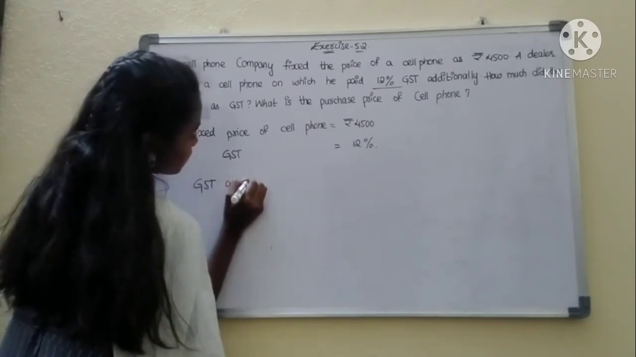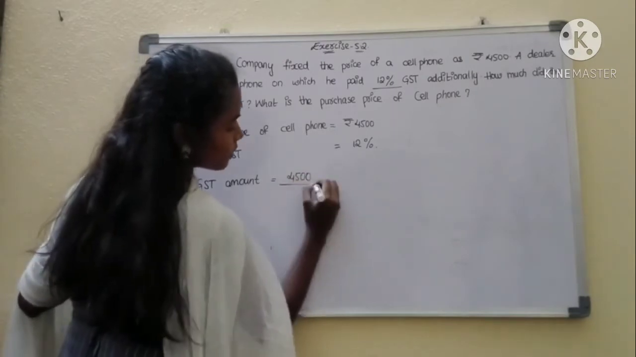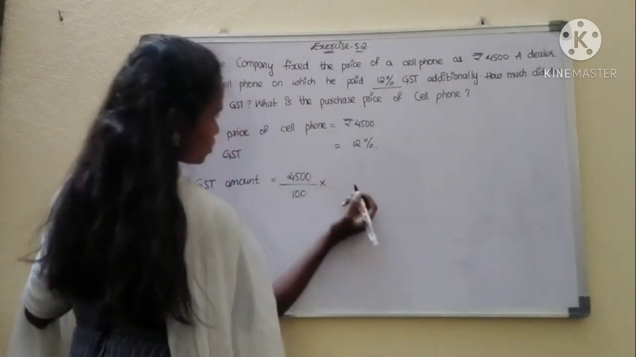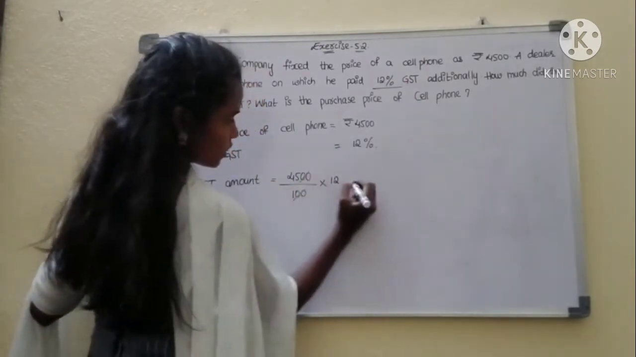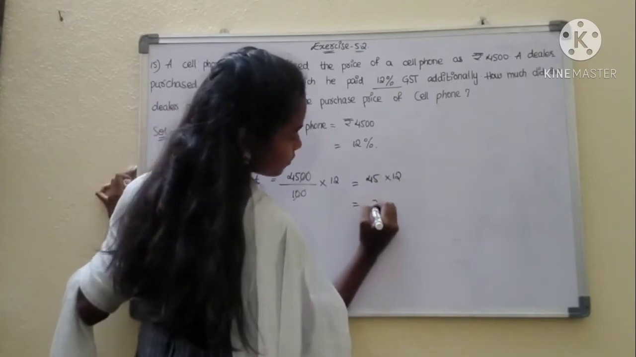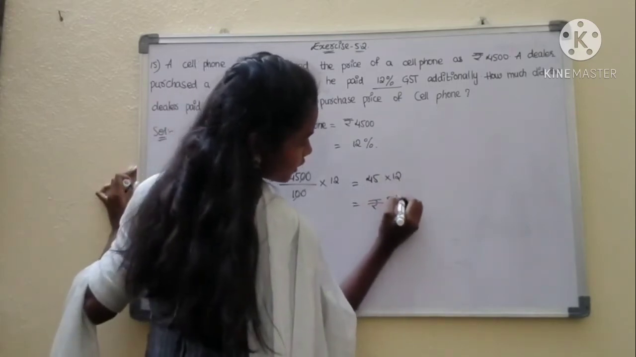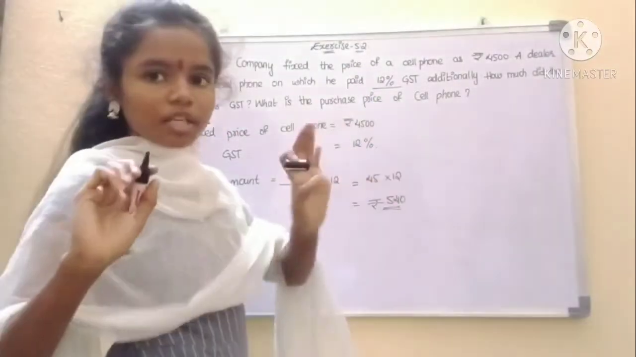GST amount is equal to 4,500 by 100 into 12. Percent we took as 100 here, 2 zeros, 2 zeros. 45 into 12 is equal to 540. So next we have to find the purchase price of the cell phone.